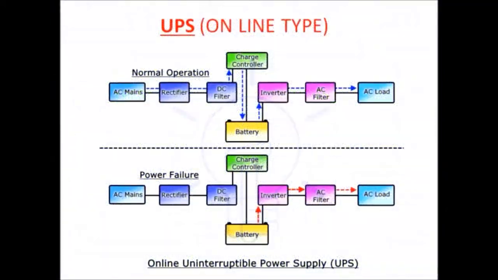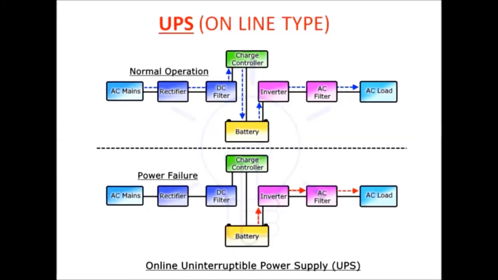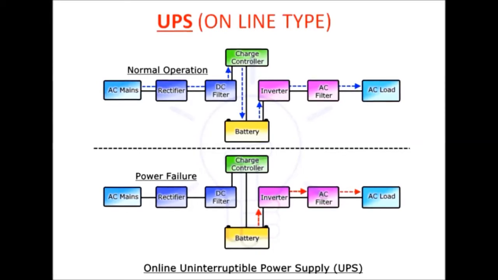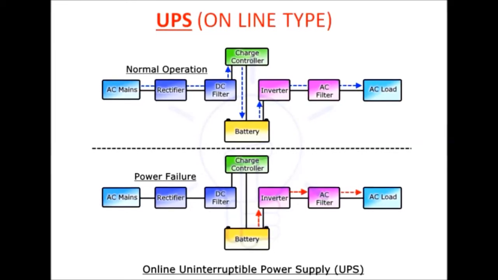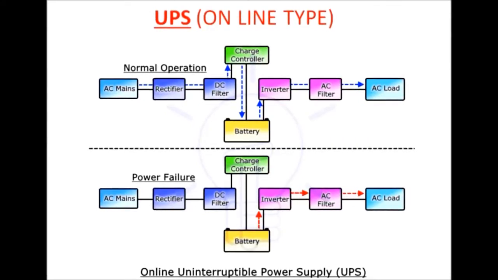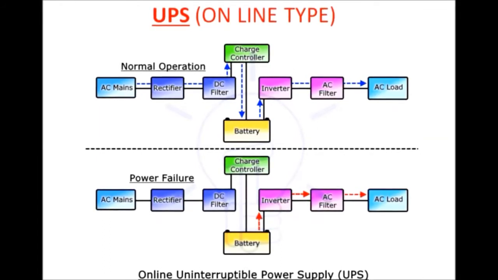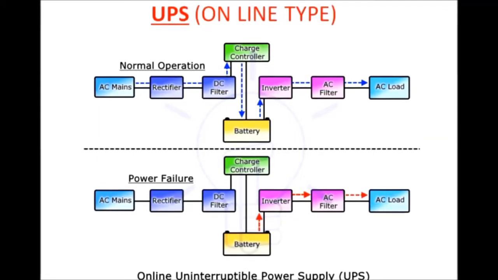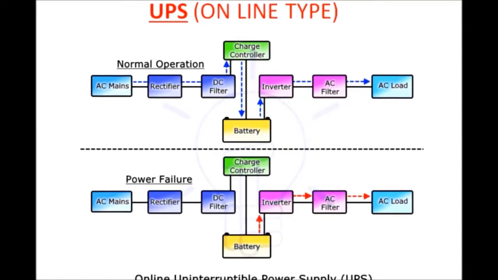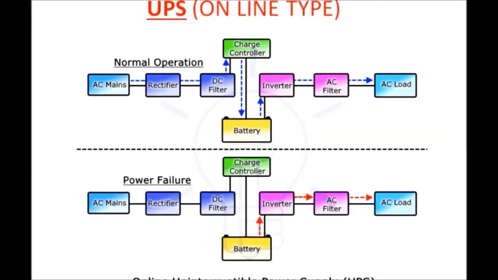This is the block diagram of online type UPS. Here, normal operation and power failure operation. Under normal operation, the power goes through AC mains, rectifier and DC filter, charge controller and battery, then through inverter, AC filter, to AC load. When AC supply is off, then the battery gives the backup to the inverter and AC filter, through to the load.